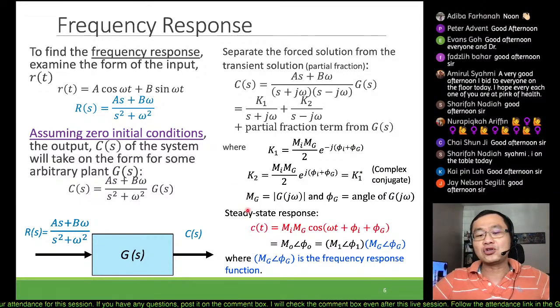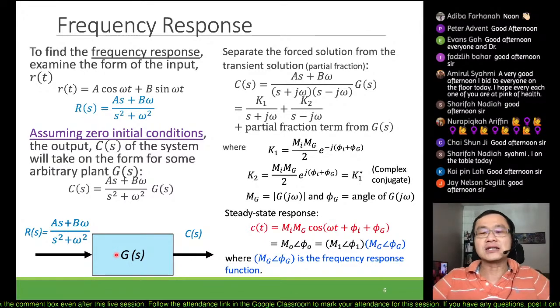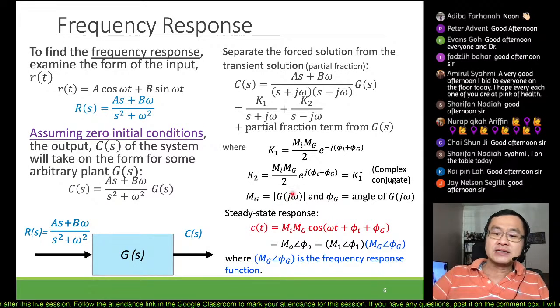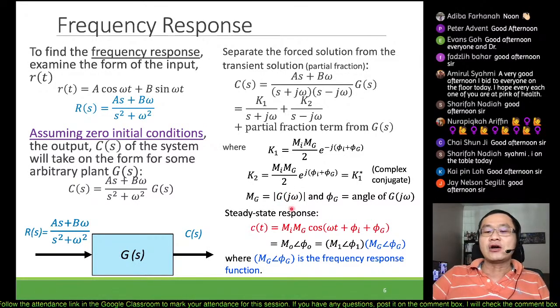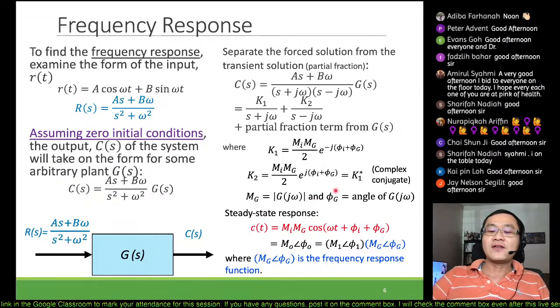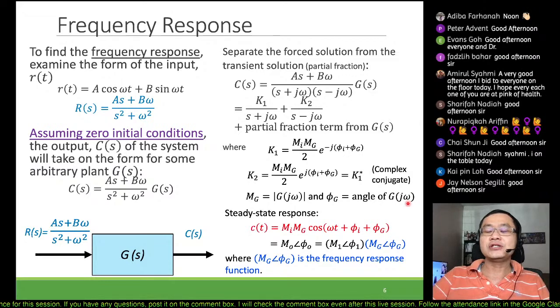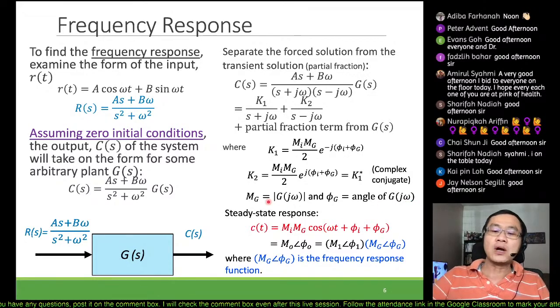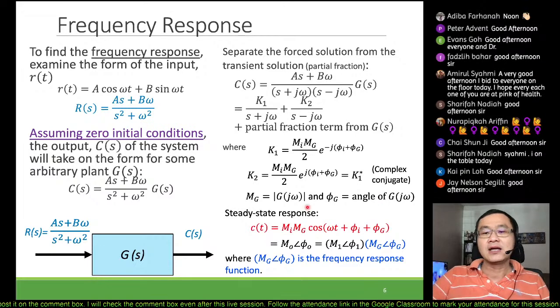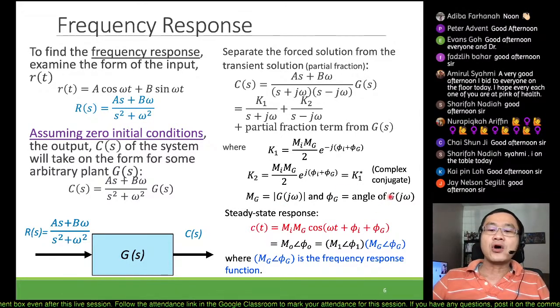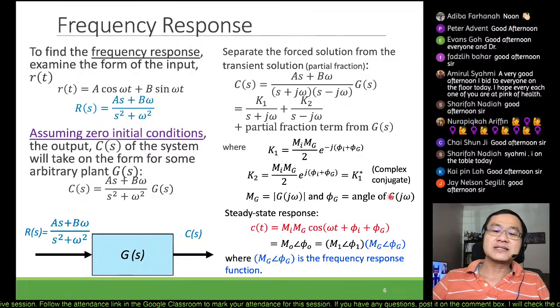And in this magnitude, M_G represents the magnitude of the gain due to the transfer function itself. M_G is the magnitude of G(j omega), and the phasor angle will be the angle of G(j omega) as well. Why we try to highlight this is that we are trying to find out what the response is, especially when we come to a steady state.